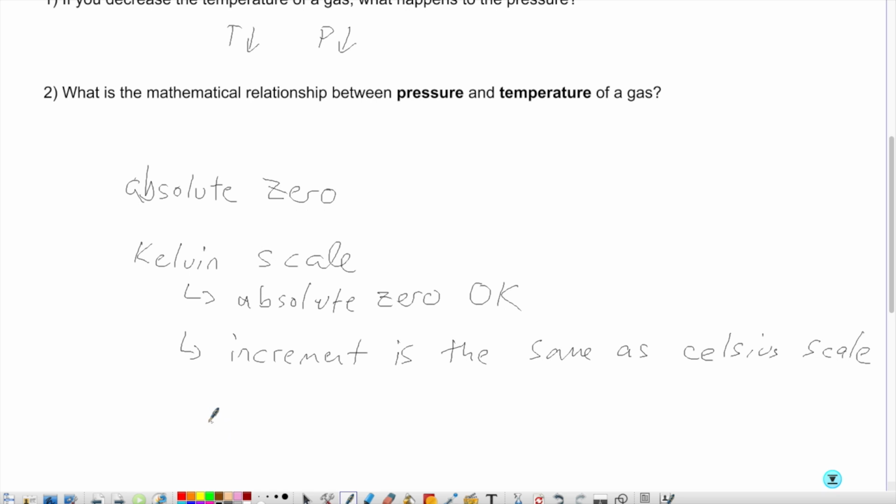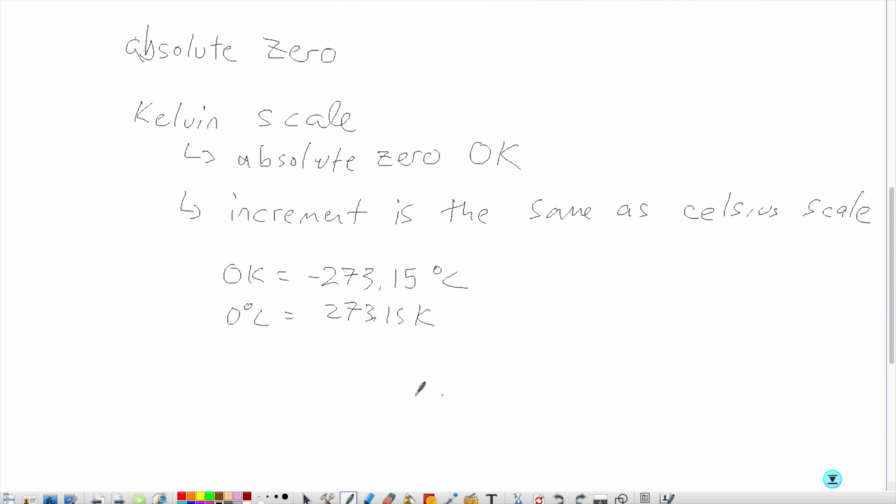And so I can give you some definitions here. 0 Kelvin happens at negative 273.15 degrees Celsius. That means that 0 degrees Celsius is 273.15 Kelvin. 1 degree Celsius is 274.15 Kelvin.